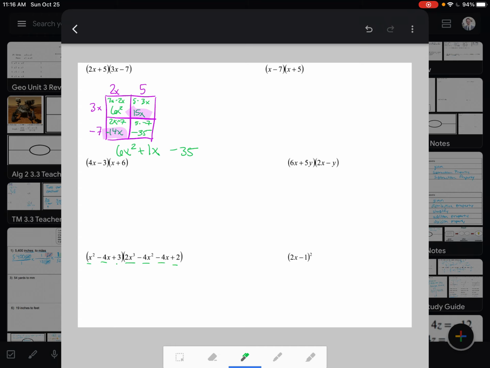And again, negatives, definitely want to be careful with them. And that's another advantage of the box method. It really helps with those negative terms to make sure that you have them in the correct order and to make sure that we're not dropping any of those signs.